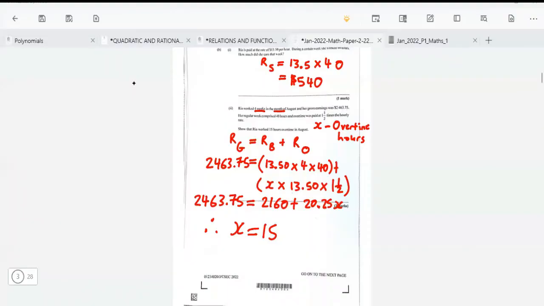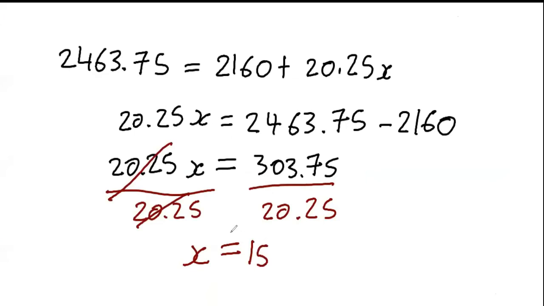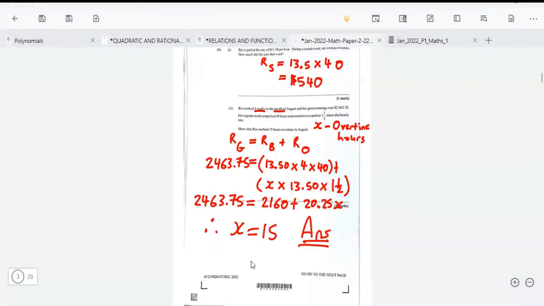From that now, therefore, x is equal to 15. So Rhea did work 15 hours overtime. And remember, just to go back to the whiteboard, we did tell them that x was the overtime hours. So you don't have to worry about writing out a sentence to say, therefore, Rhea worked 15 hours overtime, because we told them that x in this case was overtime hours. So that's the answer right there.